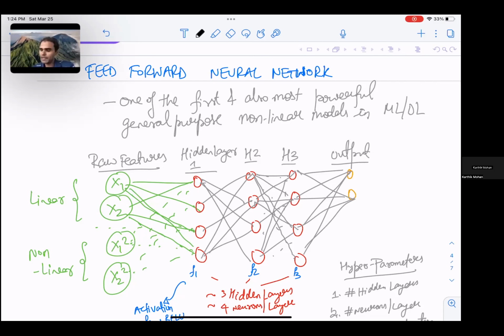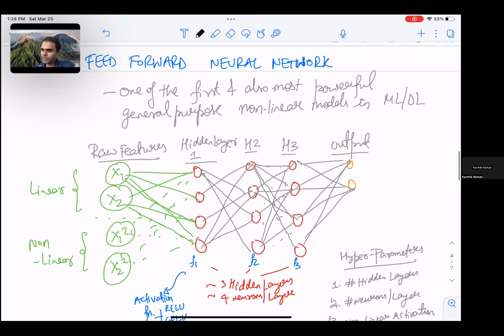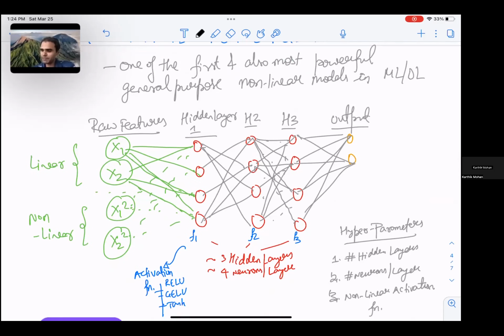So let's look at this feed-forward neural network. Here we have the raw features, and I've kind of discriminated here between linear and nonlinear features. So x1 and x2 are linear, x1 squared and x2 squared are nonlinear.